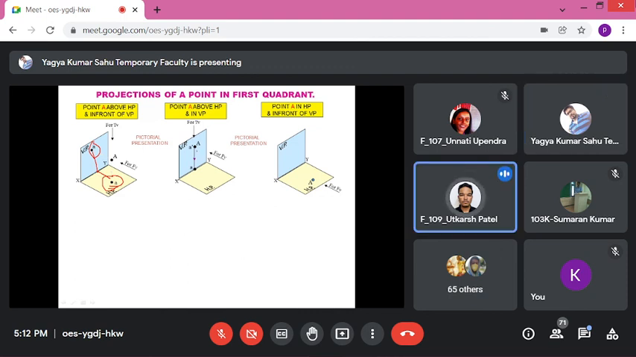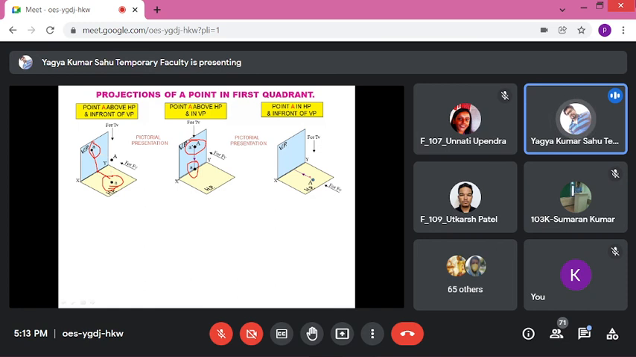Vertical plane and XY line. XY line, very good. You'll get the top view on the XY line and the front view, A dash, on the vertical plane. In case of a point lying on HP, what will happen? You'll get the top view at this point A where it is on HP, and the front view on the XY line.